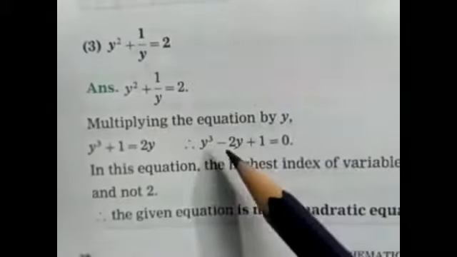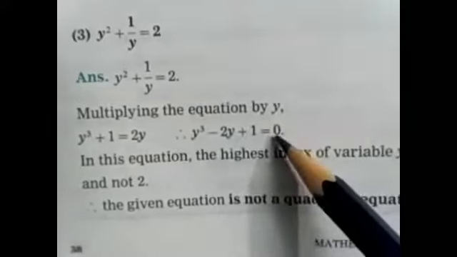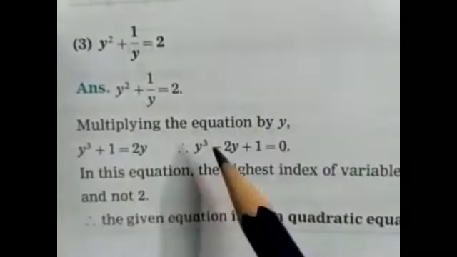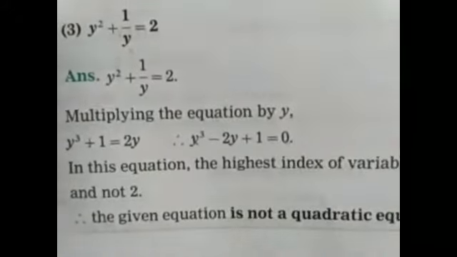Here the equation is y square plus 1 upon y is equal to 2. Here we have to remove the y from the denominator, so the whole equation will be multiplied by y. Multiplying by y, you will get y cube plus y is equal to 2y. So the equation will be y cube minus 2y plus 1 is equal to 0. So here in the equation you will find that the highest degree is 3. So it will not be a quadratic equation.